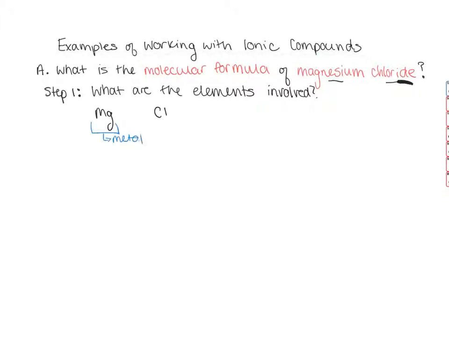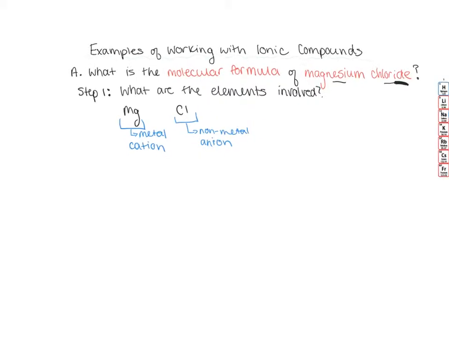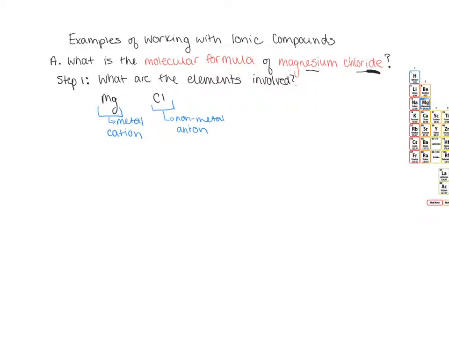Let's go back to our problem, and we're going to label magnesium as the metal. Otherwise, it's going to be called the cation because it's going to give away its 2 electrons. And then chlorine over here is the non-metal. It's going to become the anion because chlorine has 7 valence electrons, which means it's only going to accept 1 electron to have a full shell. Okay, so that's step 1.